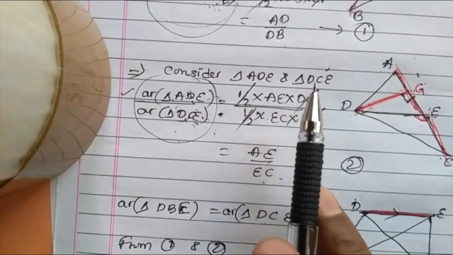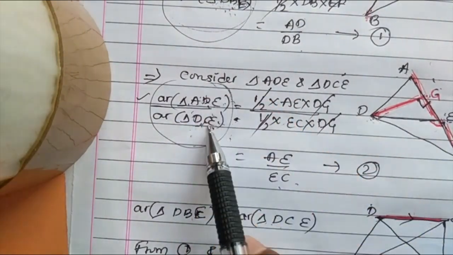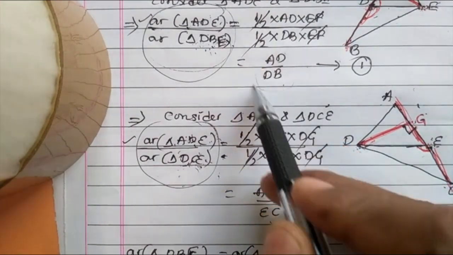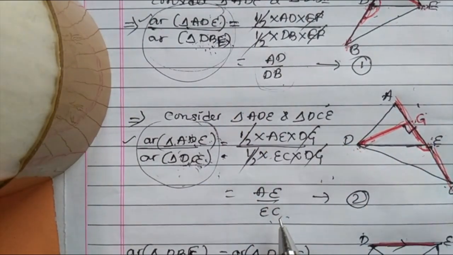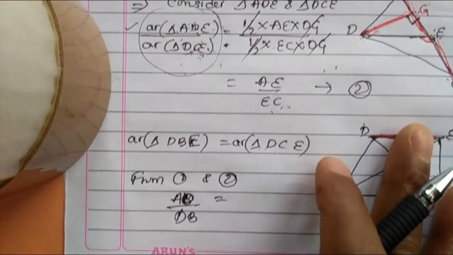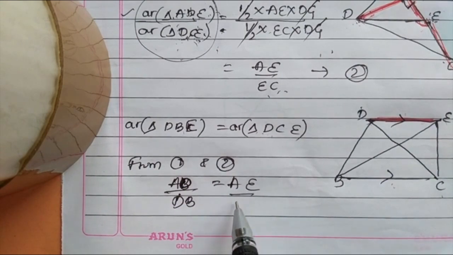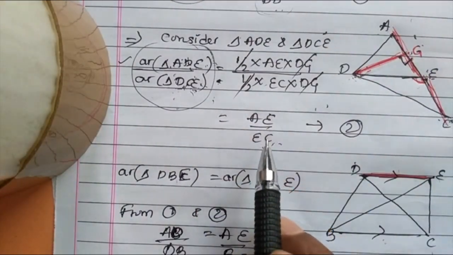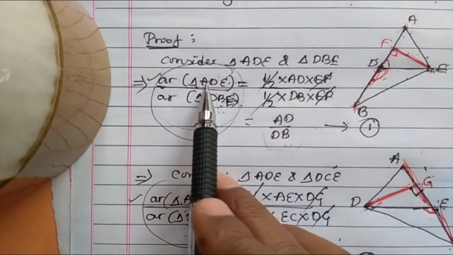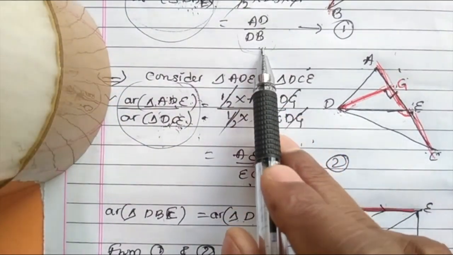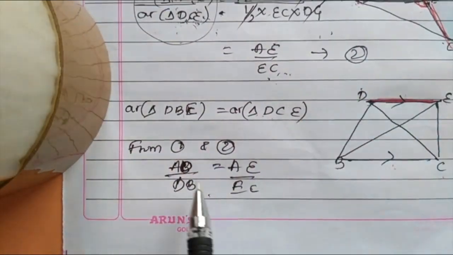So what can we say? The numerator is equal, the denominator is equal. Totally, the LHS of both the equations are equal. Then we can prove that AD by DB is equal to AE by EC. From 1 and 2, the first one AD by DB, the second one AE by EC. Both are equal because the LHS of both equations are equal in area. Therefore, the right hand sides are also equal.